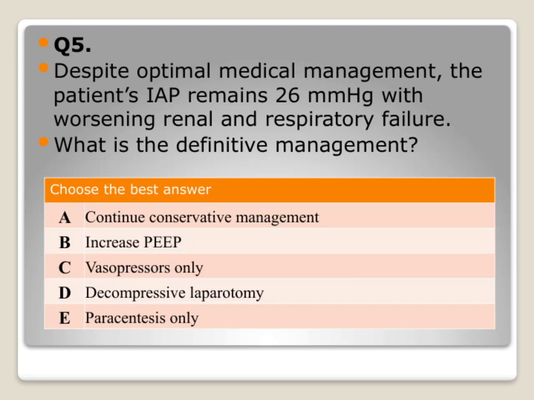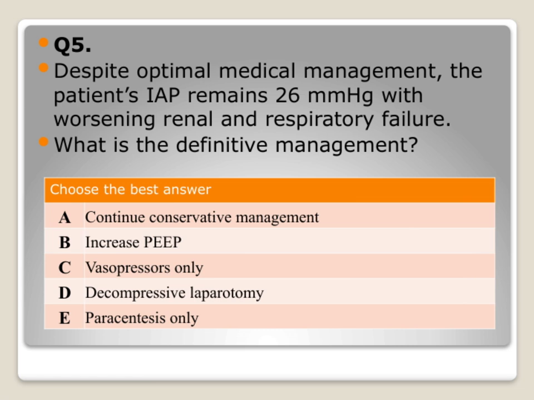Now, let's look at this important clinical scenario. Despite our best efforts with conservative management, the patient's intra-abdominal pressure remains elevated at 26 mmHg, and we're seeing worsening renal and respiratory failure. This indicates that the condition has become quite severe and is not responding to initial treatments. The question here is, what is the definitive management in this situation?